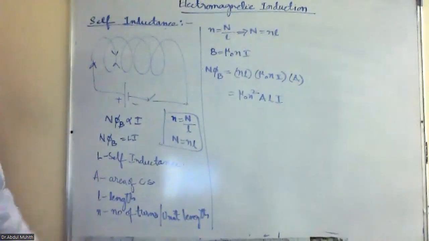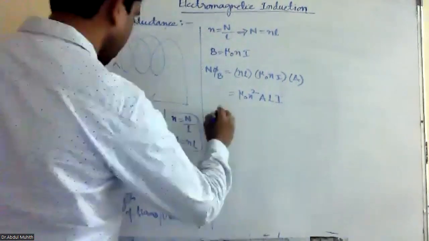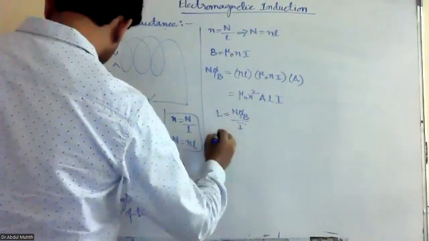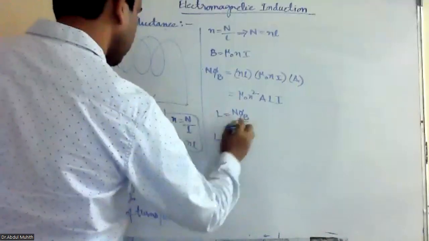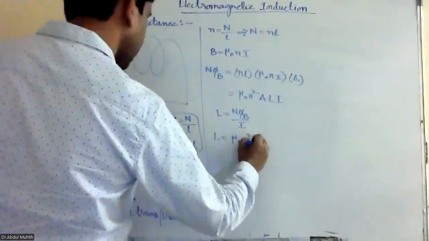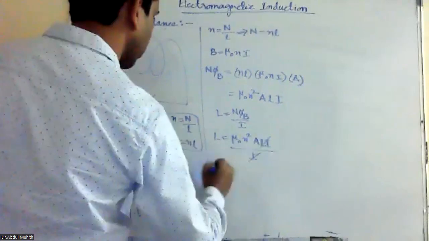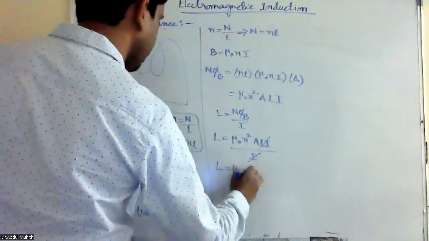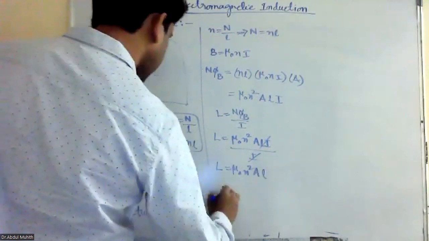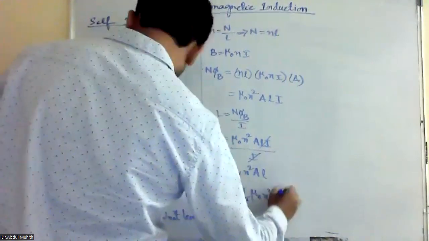Now here we have the formula. L is equal to N into phi B divided by I. So L is equal to mu 0 n square A l I divided by I. This and this will go away. L is equal to mu 0 n square A into l. This is the value. And we can write mu R into mu 0 n square A into l. This is the value.